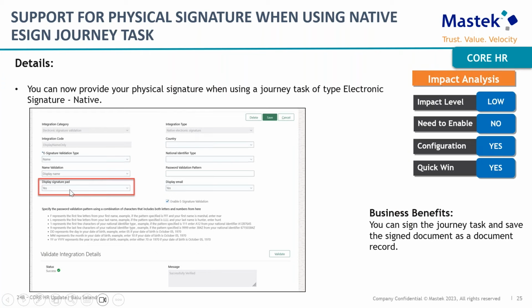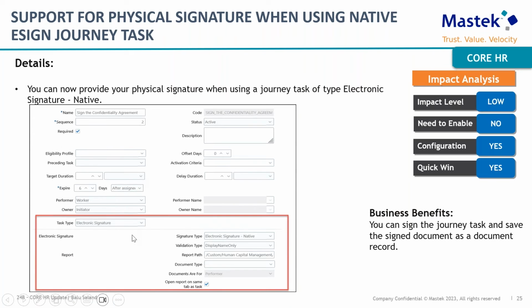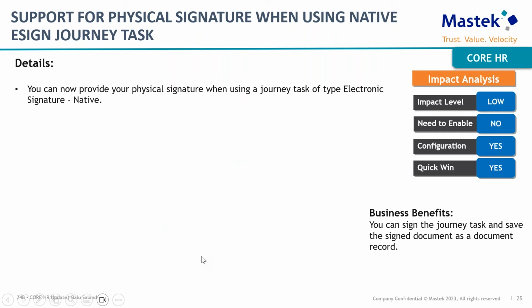So for that we need to enable the integration. In the integration, display signature pad option has to be selected as yes, and then the checklist task should be of type electronic signature, and the validations have to be configured, and a report path has to be provided. Also, you can click on open report on the same tab as a task to view the page on the same page of a browser.